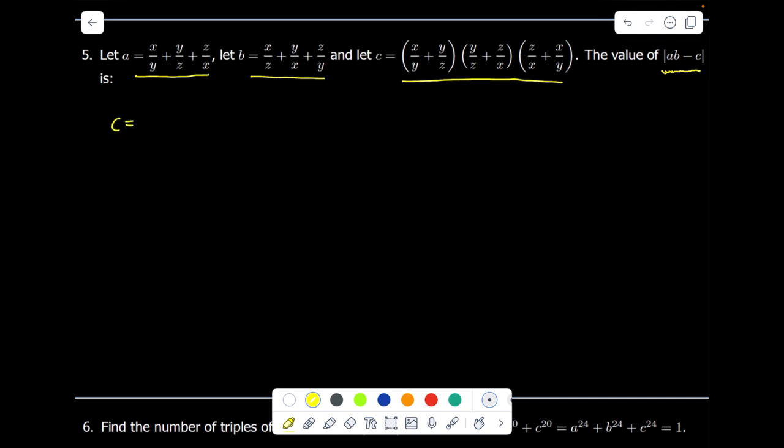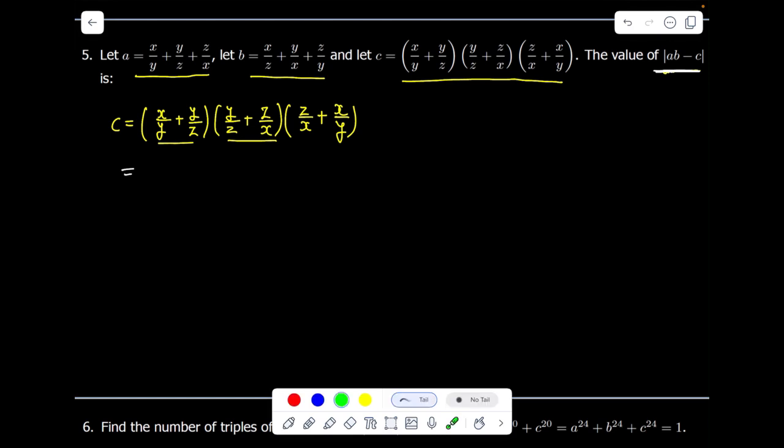So let us write C first, which is a very long value. X by Y plus Y by Z into Y by Z plus Z by X into Z by X plus X by Y. So here I need my answer in terms of AB minus C. So if I am able to convert XYZ in terms of ABC, I will reach my answer. So here you can see X by Y plus Y by Z here also, X by Y plus Y by Z here also. So I can use A minus Z by X instead of this. So I will write here A minus Z by X.